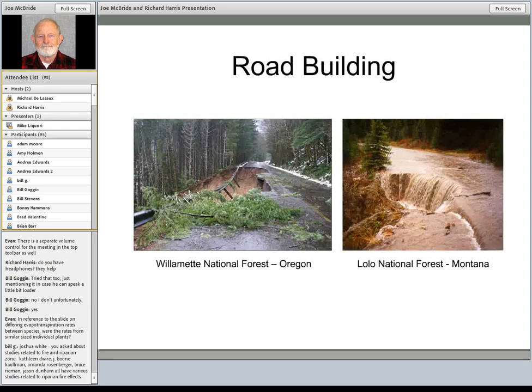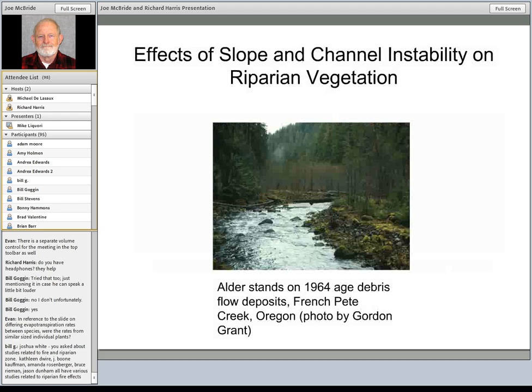The next slide shows problems associated with poorly located roads, roads collapsing during periods of wet weather, poorly drained roads in which runoff from the road eventually results in the road itself falling away. So there's much that can be done relative to road construction to minimize landsliding and debris flows.